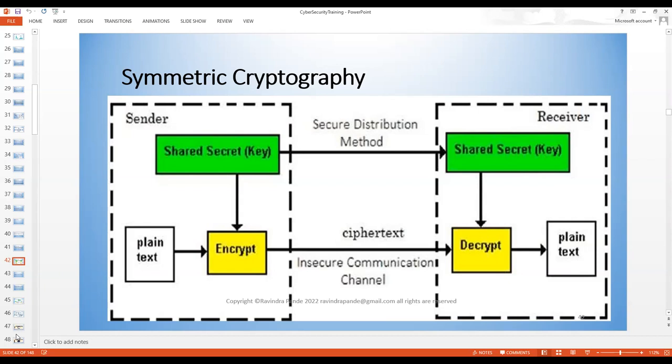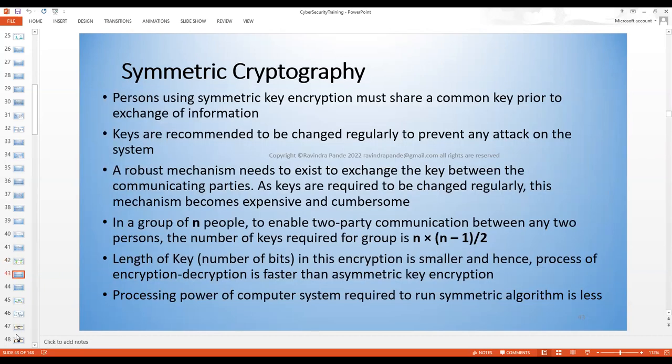Okay, so let me move on to the next slide where we'll just understand how the overall efficiency proficiency works. A person using symmetric key information must share a common key prior to the exchange of information. Well, not prior, you can do it after also, depending upon the decryption request or the efficiency required at the other end.